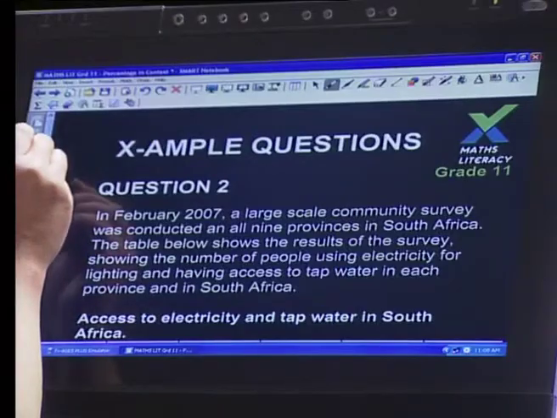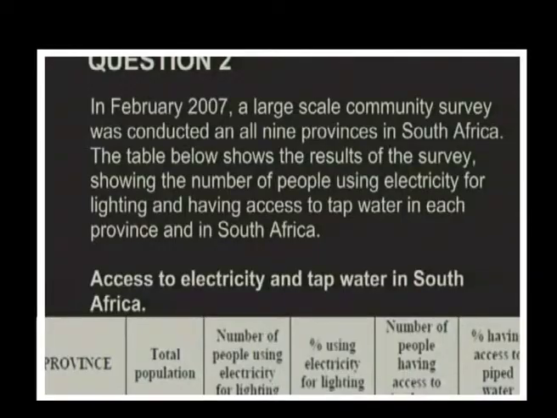Right, let's move on to question 2. So start off by reading it. In February 2007, a large-scale community survey was conducted in all 9 provinces in South Africa. The table below shows the results of the survey, showing the number of people using electricity for lighting and having access to tap water in each province in South Africa. Now, before we carry on with the question, let's analyze what our table actually shows us.